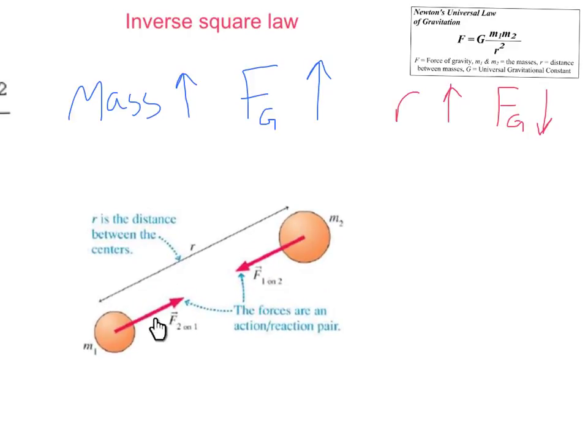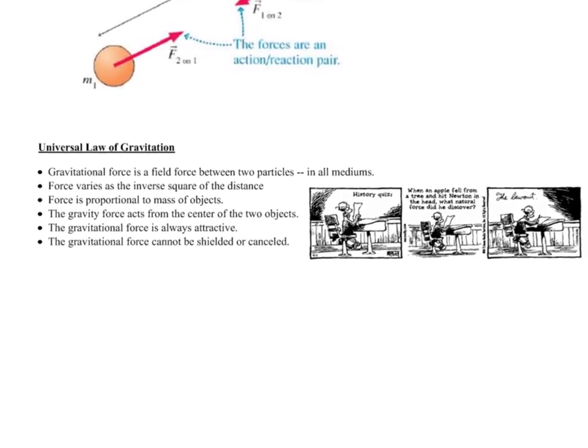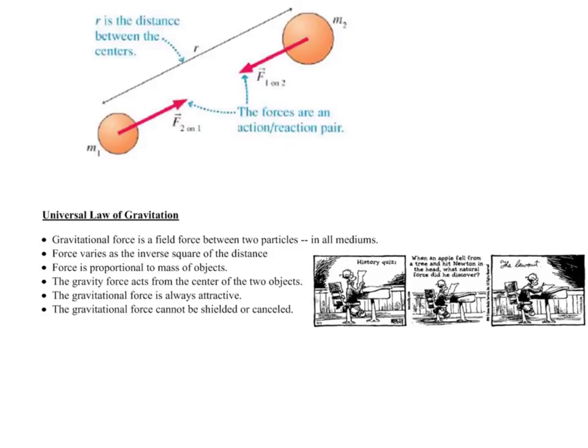It's also really important to understand that the force of gravity between two masses, those forces are an action-reaction pair. And some other important particulars of the law of universal gravitation are that gravitational force is a field force between two particles in all mediums. Force varies as the inverse square of the distance. Force is proportional to the mass of the objects. The gravity force acts from the center of the two objects. And the gravitational force is always attractive, and it cannot be shielded or canceled. We can't block gravitational force.